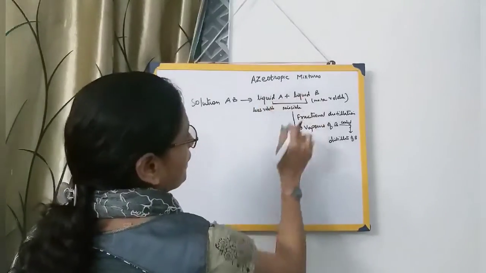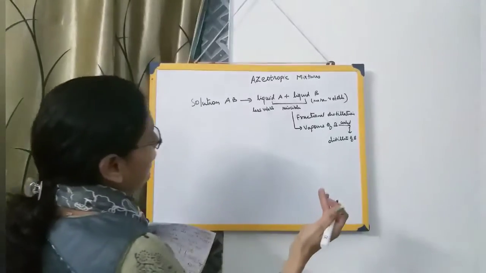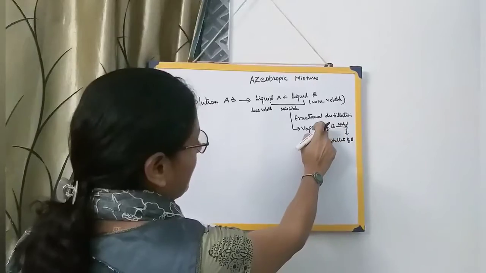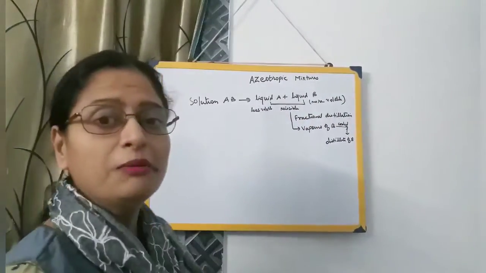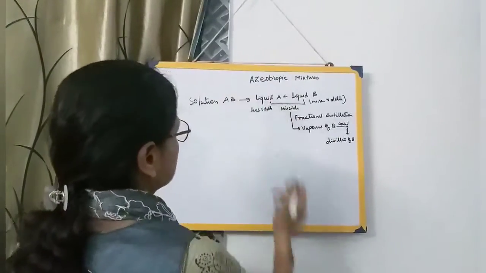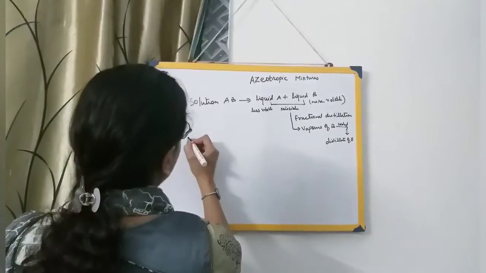Instead of these two liquids, suppose there is another liquid, liquid C for example, which is the least volatile one. First you will get B, after that you will get A, and C, which is the least volatile, will remain in the original flask where the solution was. In this way, two or more miscible liquids can be separated from each other by the process called fractional distillation. But now let me show you how it happens.